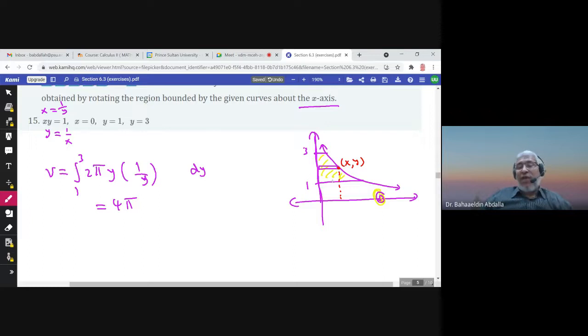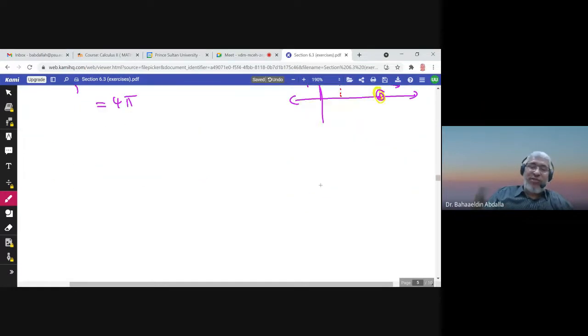Again, using disk and washer here, choosing a vertical rectangle will be difficult, because we have to divide the region into two regions.